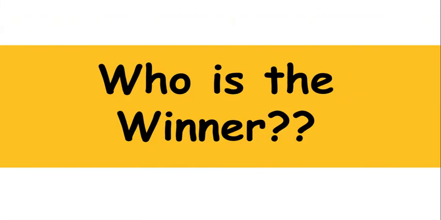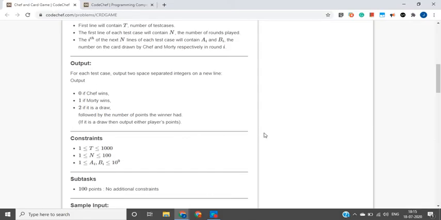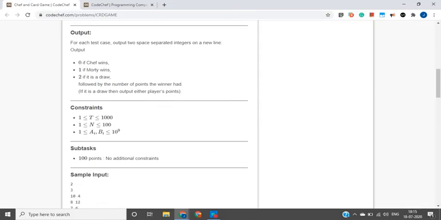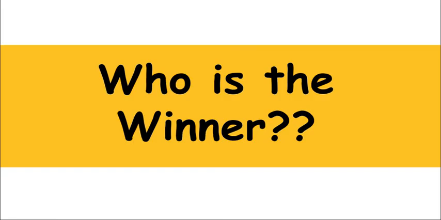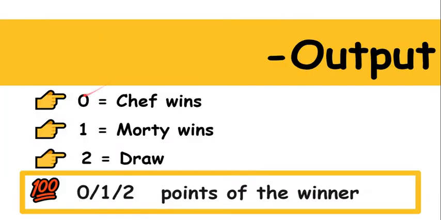Now, how can we decide the winner, and that we have to show in the output? So we have to print the output of who is the winner, right? If chef wins, then you have to output 0. If Morty wins, then we have to output 1. And if it's a draw, then we have to show the output as 2.